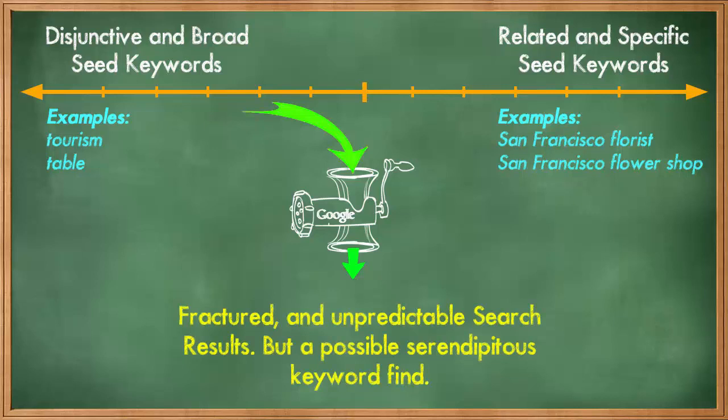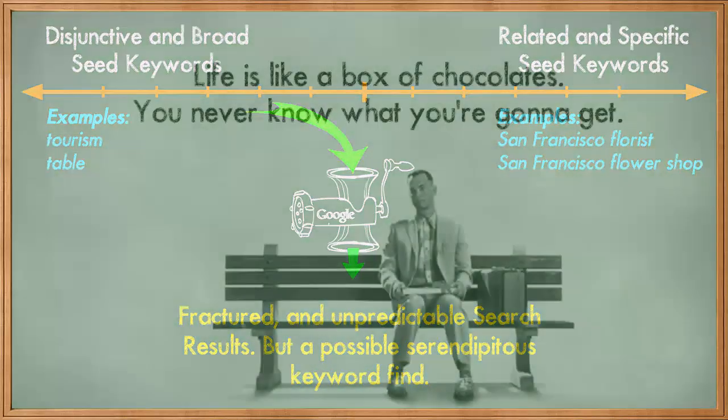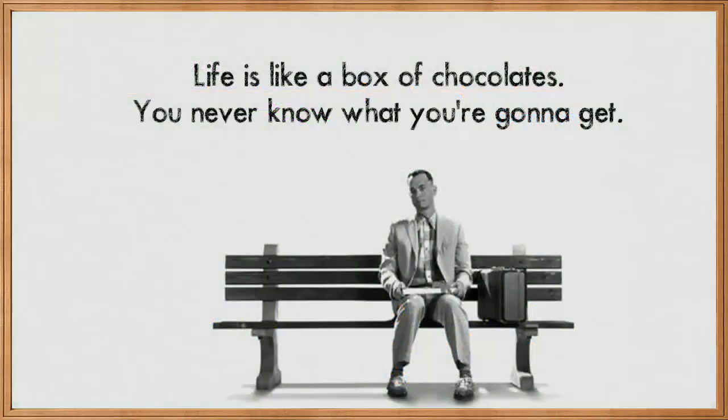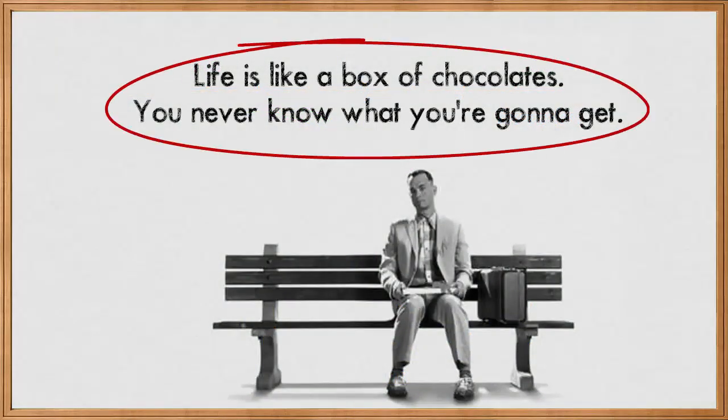But here's the thing, you might stumble upon a serendipitous keyword. The thing about entering broad seed keywords is you get into kind of a Forrest Gump paradigm. Forrest Gump said, life is like a box of chocolates, you never know what you're going to get.